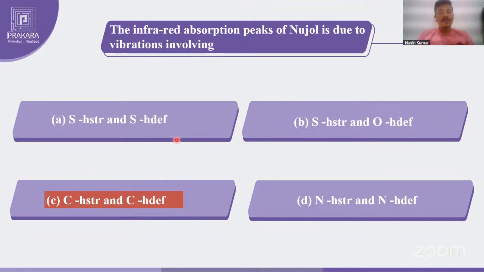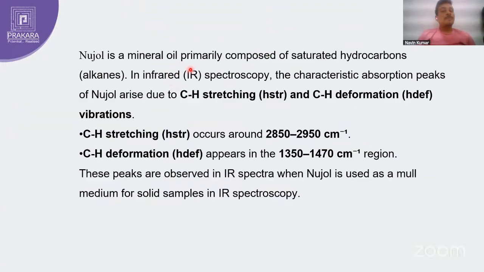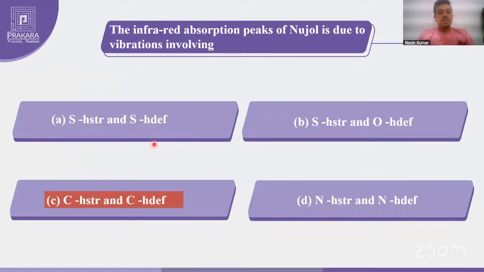In the beginning of the session, I have already talked about this: if you eliminate the wrong options, then the remaining one will be your correct option. So, nujol is basically a saturated hydrocarbon, a natural mineral oil. If it's composed of hydrocarbon, there is no way that the vibration frequency is due to sulfur, nitrogen, or oxygen. So, of course, option C is remaining, and that will be our correct answer.